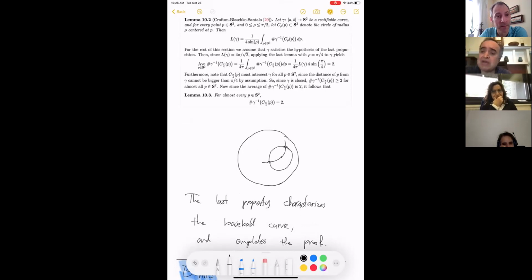Almost all of them, right? You don't have to worry about all the circles, but almost every such circle intersects it exactly twice.